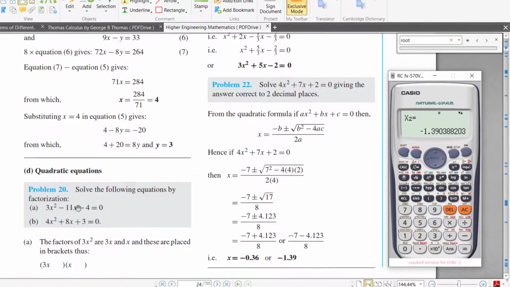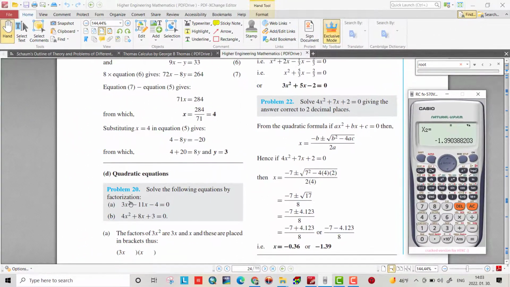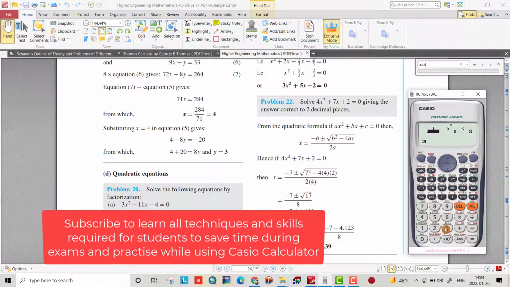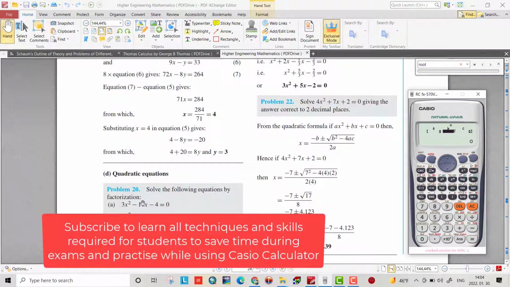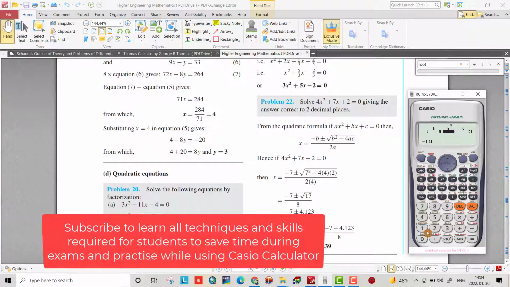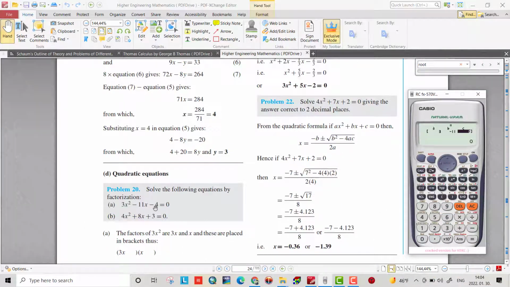Let's solve another example, for example this one or this one. It doesn't matter. Let it be this one, because of the sign of this number, minus 3x squared. Put the value for x squared, which is 3, equals, b is minus 11, and minus 4 for c, minus 4.